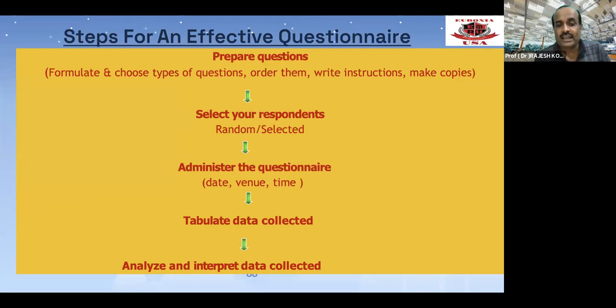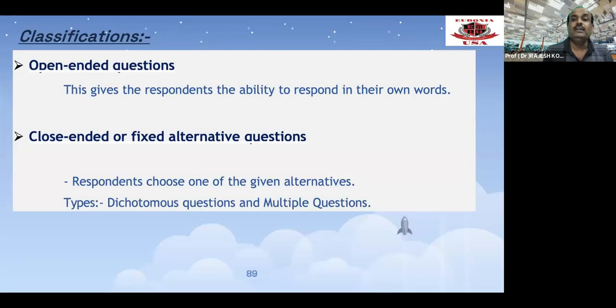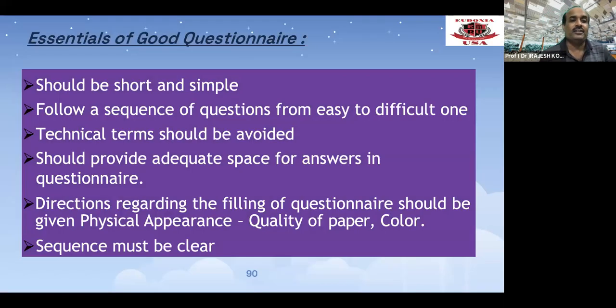Select the respondents, select the samples, administer the questionnaire, give the date and time, maybe face-to-face or by mail, then collect the data, tabulate it, and analyze it with SPSS, SAS, R or Python. Questions may be open-ended to get very in-depth information, where they write in their own words. Closed-ended or fixed-alternative questions include multiple choice, fill in the blanks, or match the following.